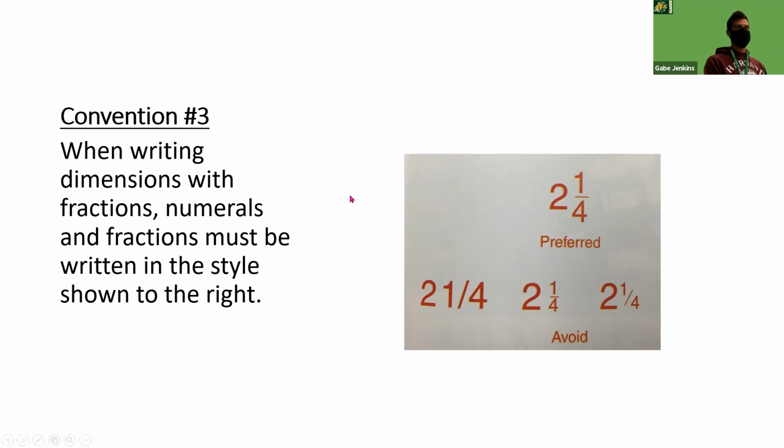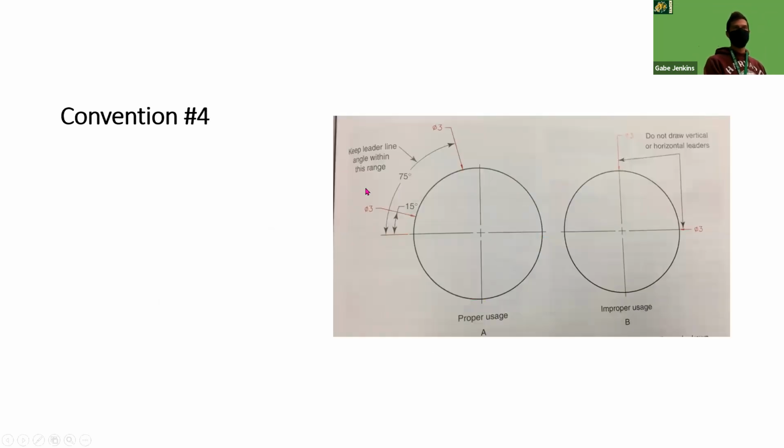Next one, convention number 4. So let me take a second here. In a lot of shapes, you're going to have circles, or partial circles like arcs. There's a couple of different symbols that you use when it comes to circles.